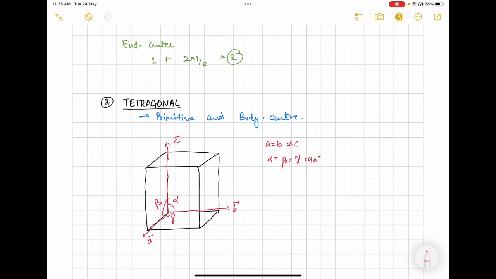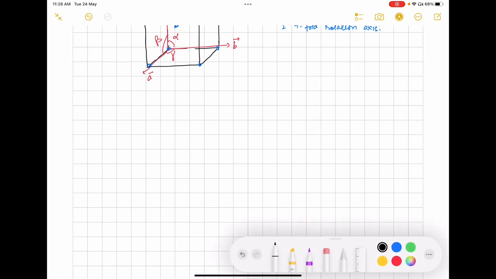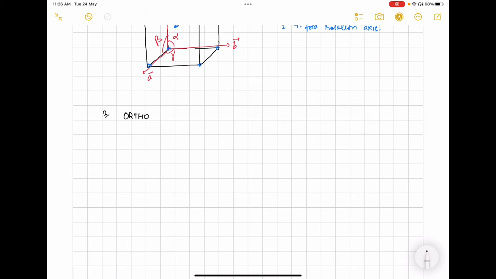Okay, so here we have primitive and body center, and the characteristic symmetry for this one is the presence of 1 4-fold rotation axis. Okay, so one is where the points are at the vertices. This is the simple and primitive. When you have one point at the body center, this becomes a body center. So it has two types of lattices. So next, let us go to orthorhombic. So here, now you have a rectangular prism.